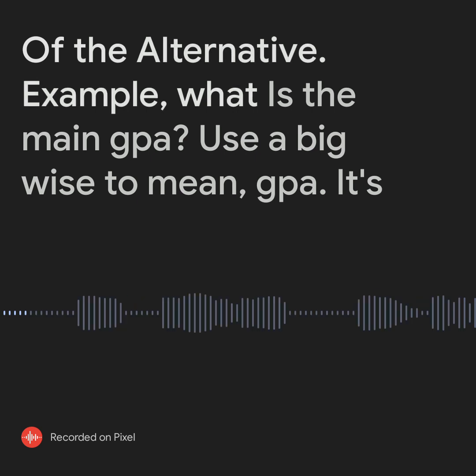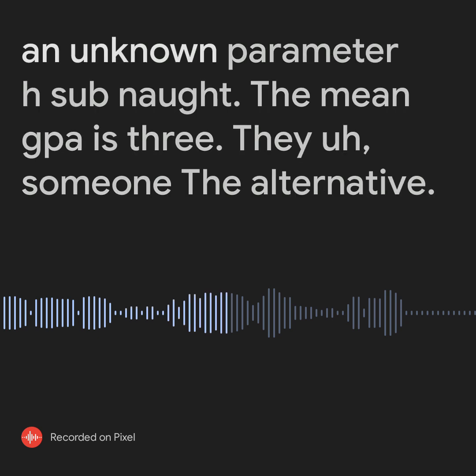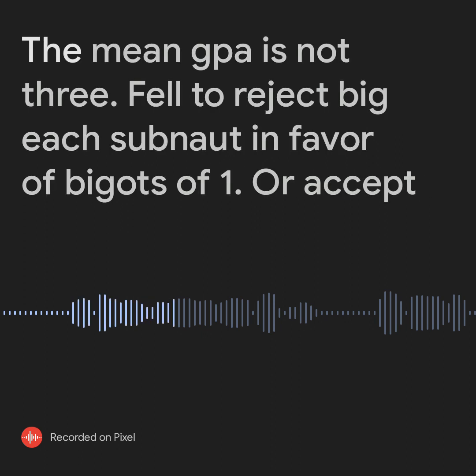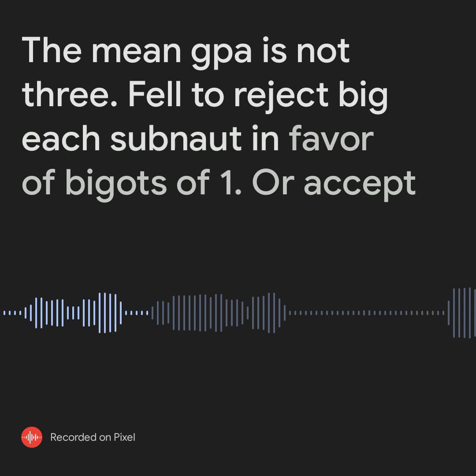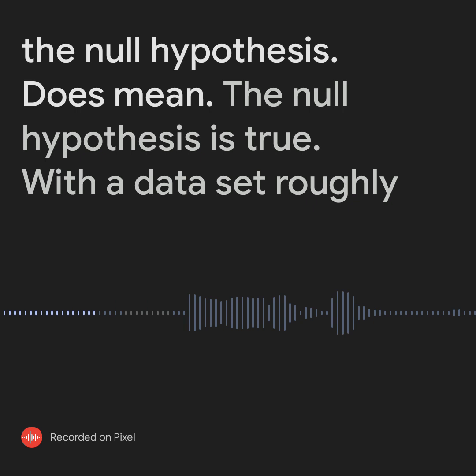Example, what is the mean GPA? Mu sub big Y is the mean GPA. It's an unknown parameter. H sub naught, the mean GPA is 3. H sub 1, the alternative, the mean GPA is not 3. Fail to reject big H sub naught in favor of big H sub 1. Or accept the null hypothesis does mean the null hypothesis is true.